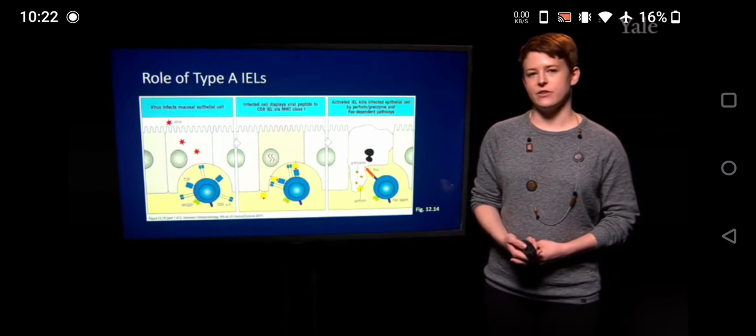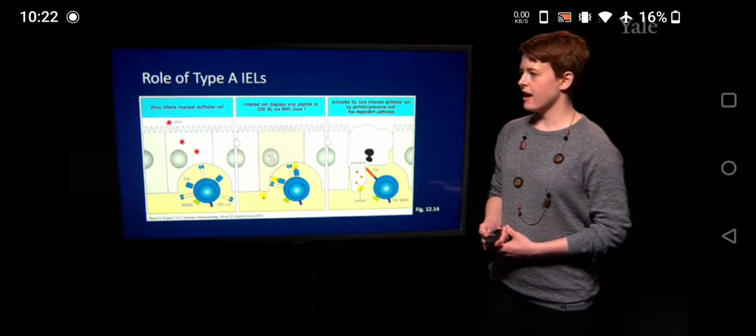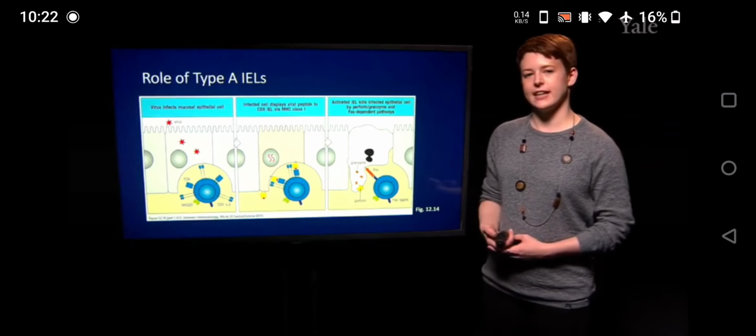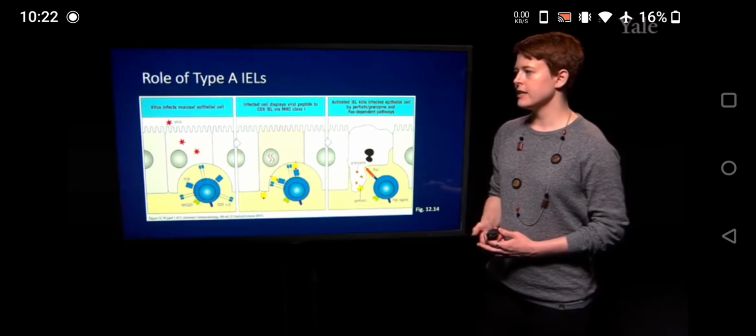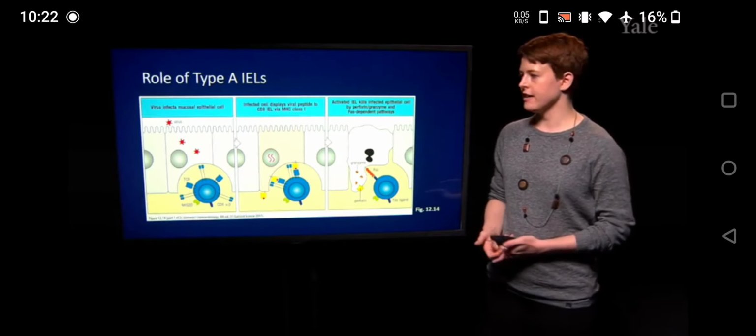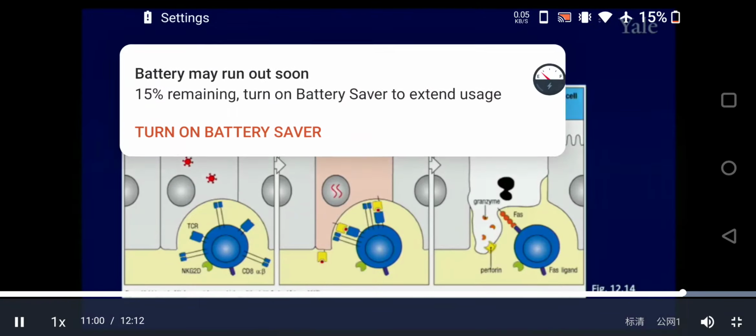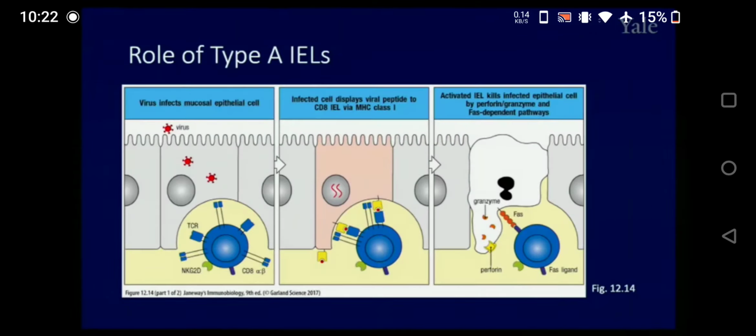So type A, or inducible IELs, are found and recognize normal MHC. So in this figure, we can see a virally infected epithelial cell in the far panel, and this cell will then display a peptide to a CD8 IEL via MHC class 1, just like we've talked about previously. Then the IEL can actually go to that epithelial cell and kill it because it's infected, and this epithelial cell will be replaced.